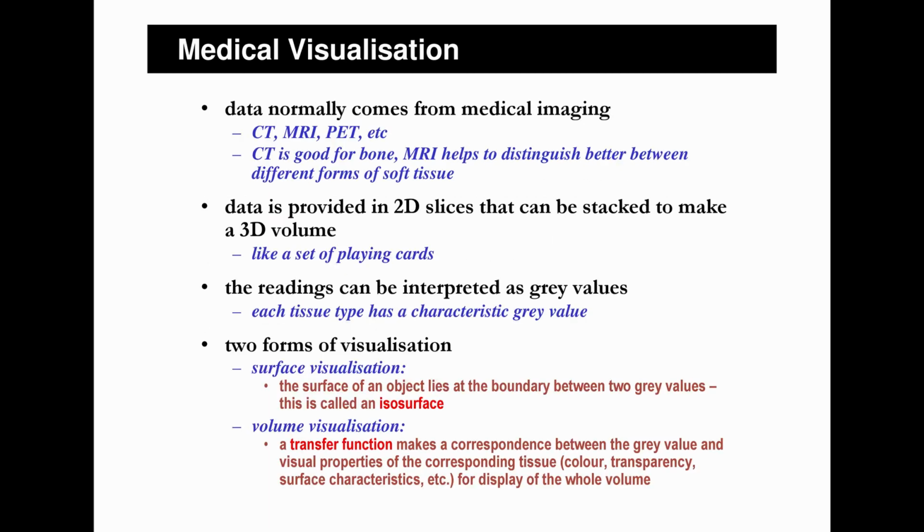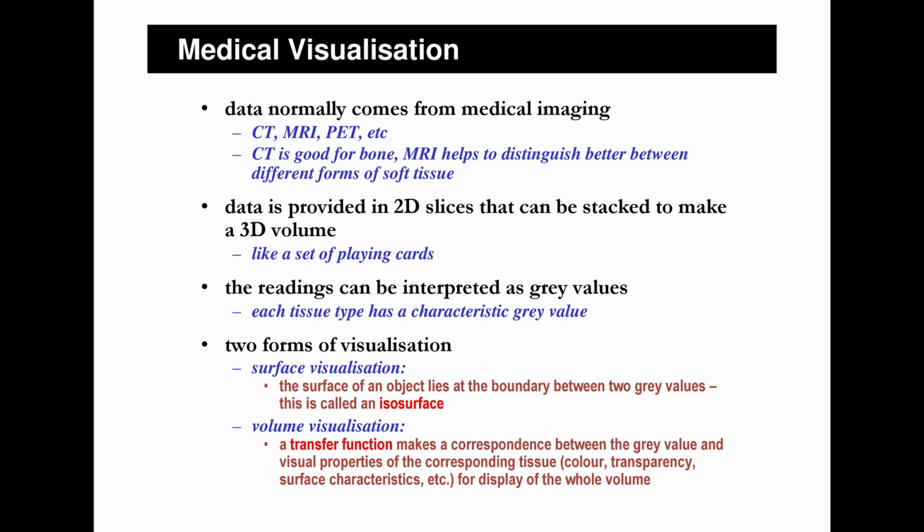In terms of medical visualization, the data normally comes from medical imaging. You've seen the things on TV, I'm sure. Different modalities are good for different things. So CT, for example, is good for bone because the bone stands out from the background, whereas it doesn't distinguish very well amongst the various types of soft tissue that are there. If you want soft tissue, then you would tend to use an MRI. Very familiar to most of you, I would imagine.